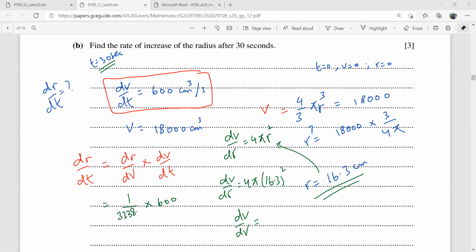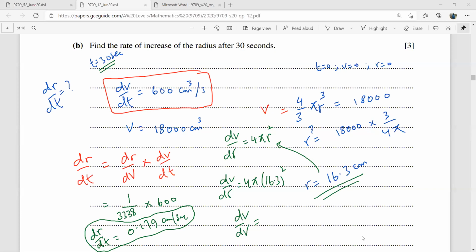3,338. Okay. And then you simplify this 600 over this. That is the required answer. So what is this? 0.179. 0.179 centimeter per second. So that is the answer to the B part here.